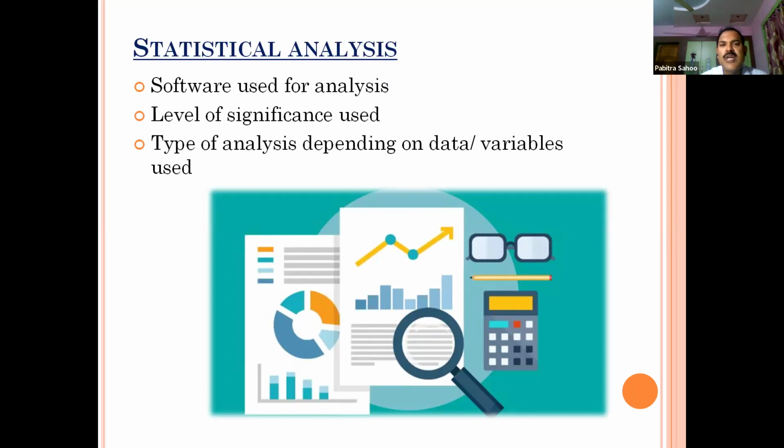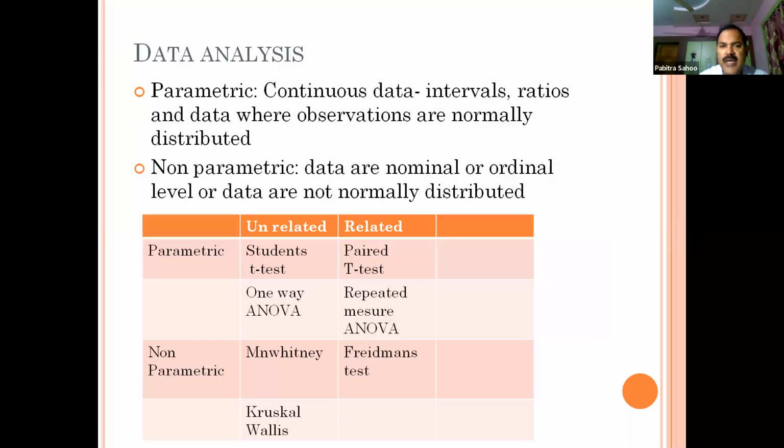The next part is the statistical analysis part. You have to mention which software you have used for analyzing the data, what level of significance was used during the data analysis, and the type of analysis depending on the data variables, whether you are using parametric data or non-parametric data. So accordingly, you have to decide. Every one of us is not so thorough about statistical analysis. If you are very much thorough and aware about the different uses of SPSS, then it is fine. But if you are not aware, then you can take help of a statistician. There is nothing wrong in that, but you should have basic knowledge on that.